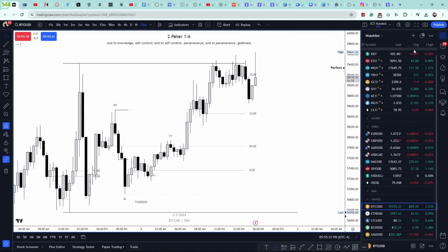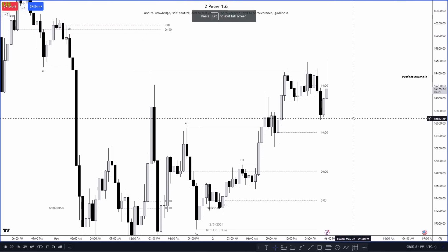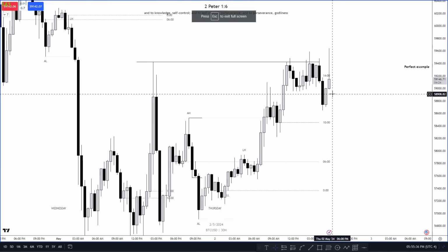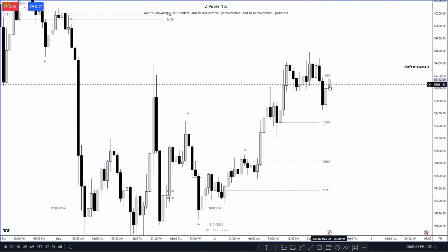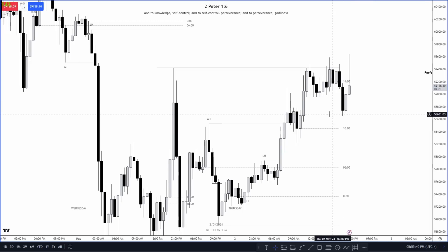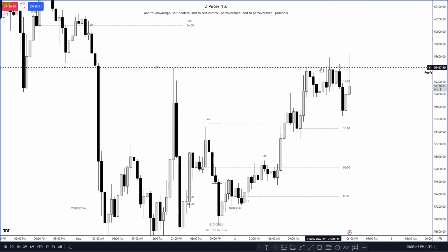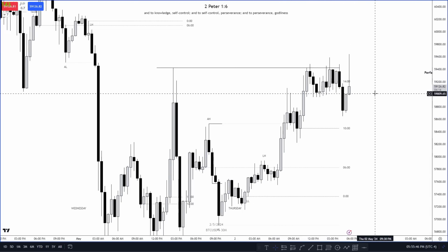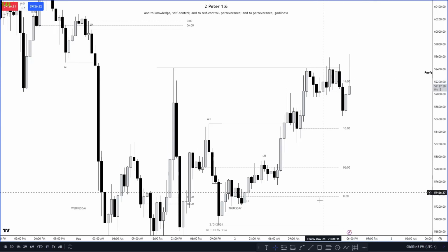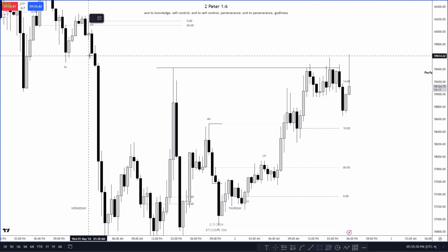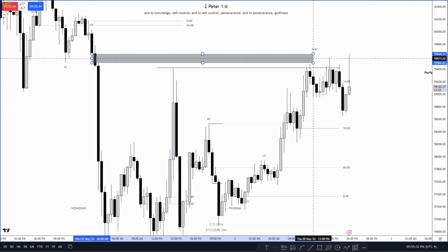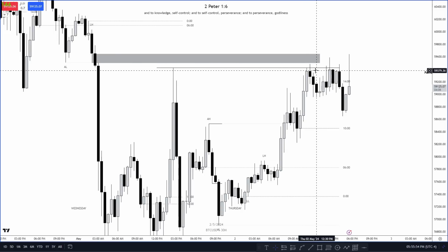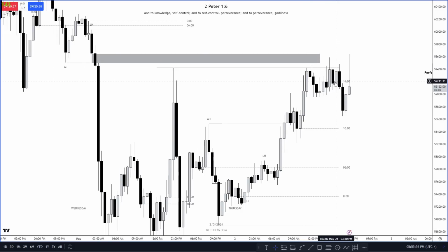I literally just looked at this right before the video and said, oh, this is a perfect example. This is the most perfect example. Disregard this wick right here, right? Why didn't this CRT work right here? It swept the CRT high. Why did it not work? Yes, it could sweep the CRT high and go lower. I'm not saying it can't, but it never hit a key level. This one hit a key level and offers some great displacement down.